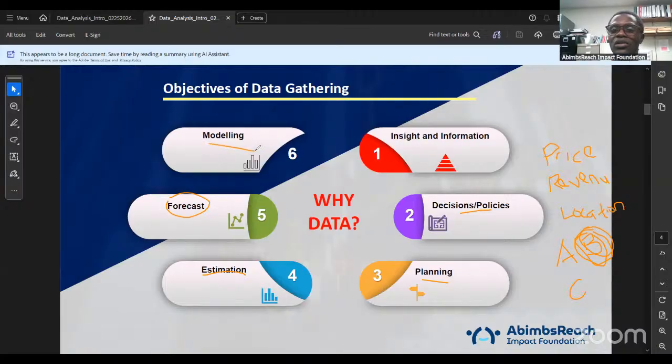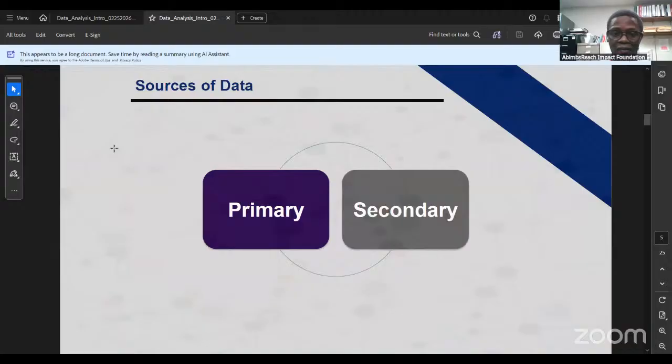Then I can model, what is the relationship between revenues and the locations? So you can see how the whole process spills into one another and makes everything beautiful. So that's just the whole essence of the objective of data gathering.